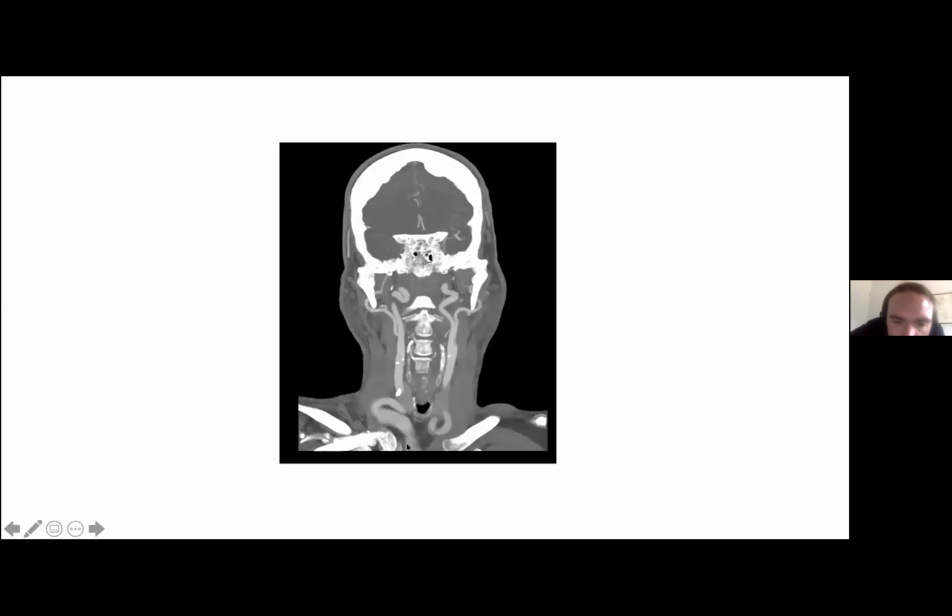She's got a very tortuous brachiocephalic. This is the common carotid. It goes right down and then up. So when you're going from the groin, you've got a lot of resistance, a lot of loops, a lot of redundancy to work across.